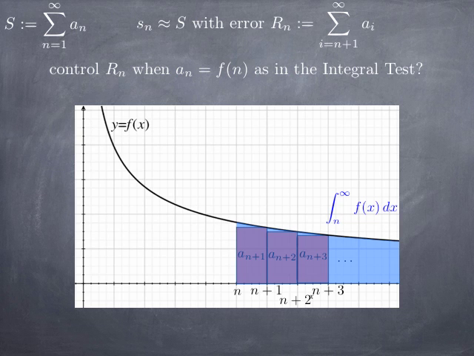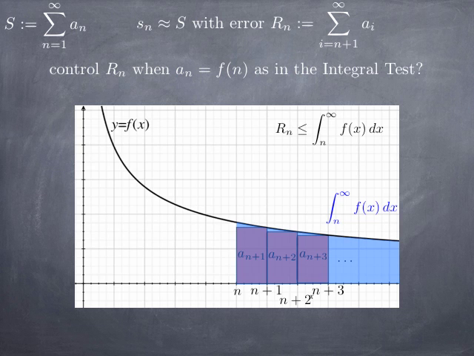And you see that this area is less than the area under the graph of the function f over the interval starting at n and continuing all the way to infinity, which is given by the integral from n to infinity of f of x dx, which is a convergent integral because we are in the setting where the integral from 1 to infinity of the function f is convergent. So that gives us an estimate of R_n from above. We can say that R_n is bounded above by the integral from n to infinity of f of x dx.